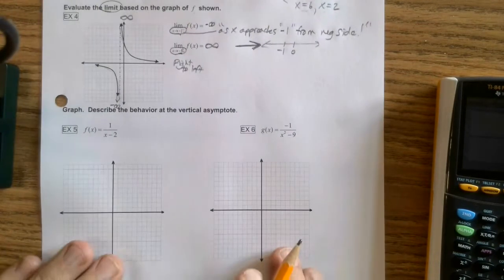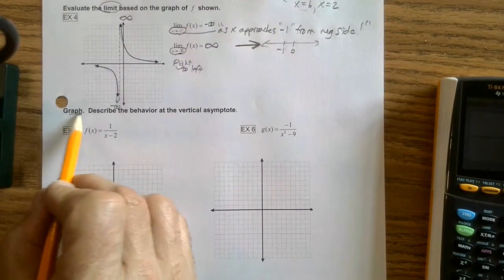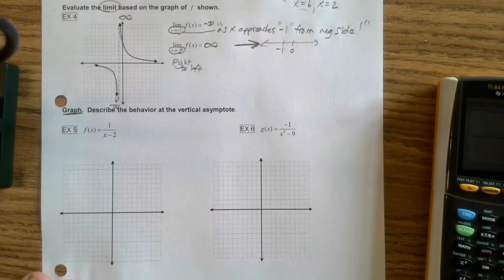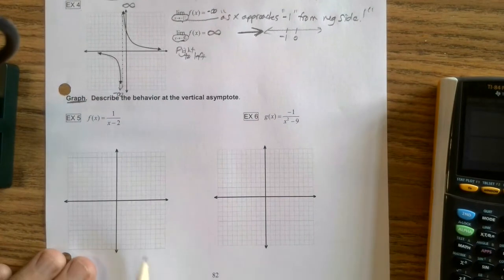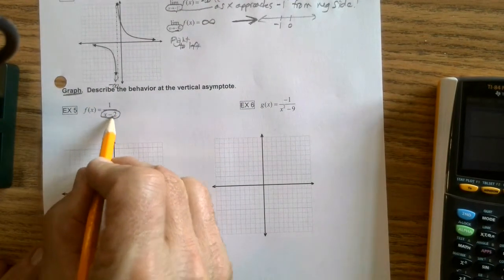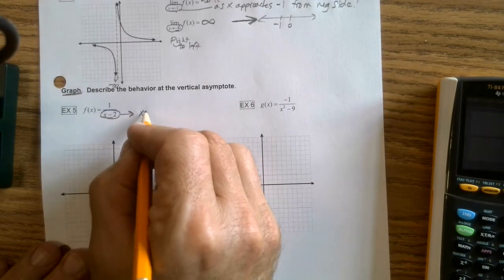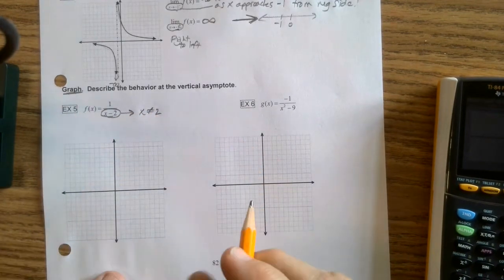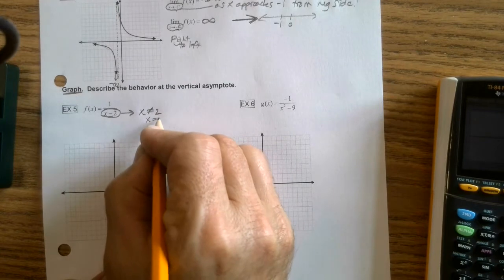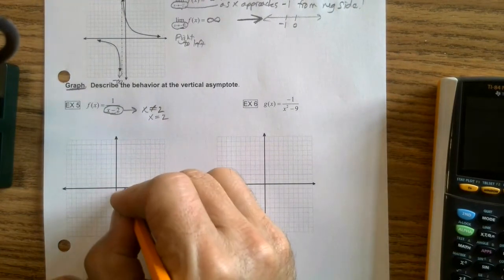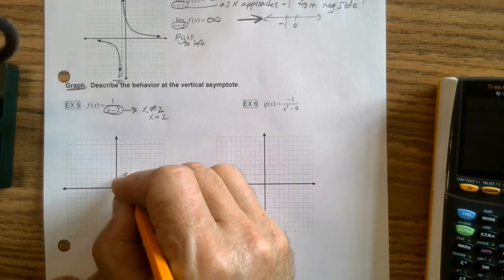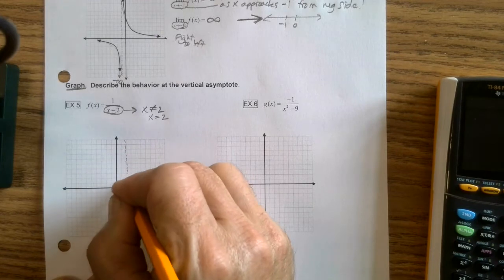Okay, this one tells us to graph. What I'm going to do is say, all right, let's start right here. We know that x cannot equal 2, so we know that our asymptote is going to be x equals 2. And that would be right here. So I'm going to make it dotted.